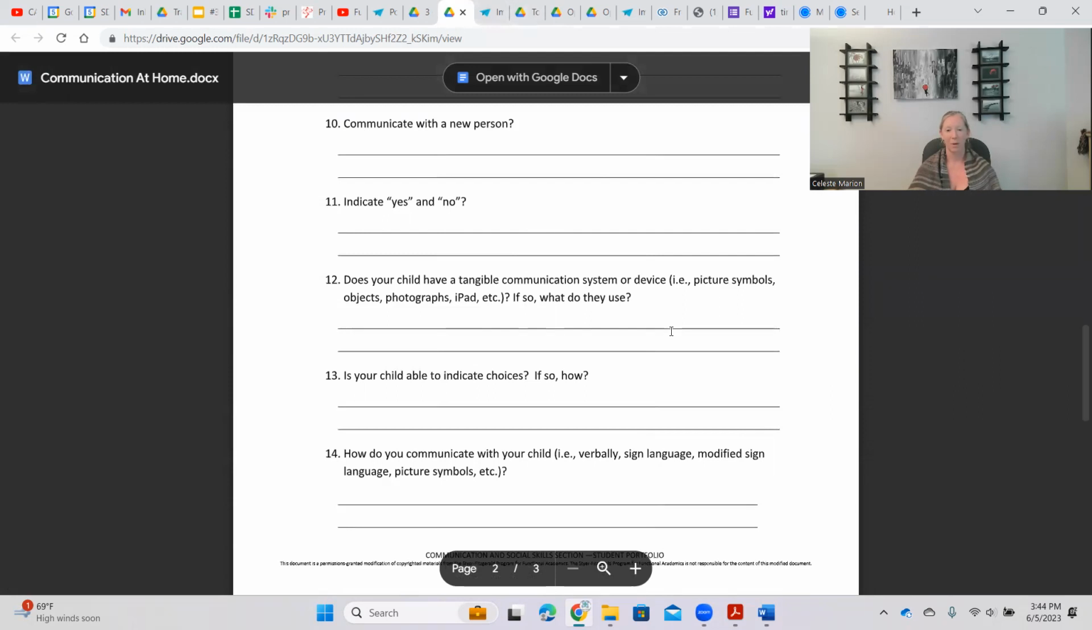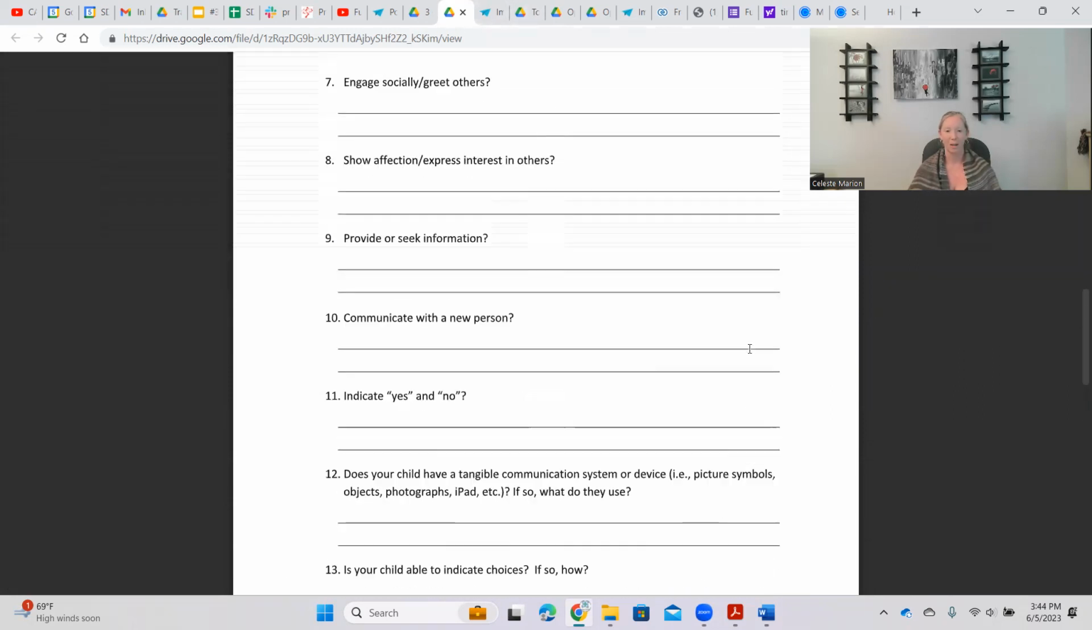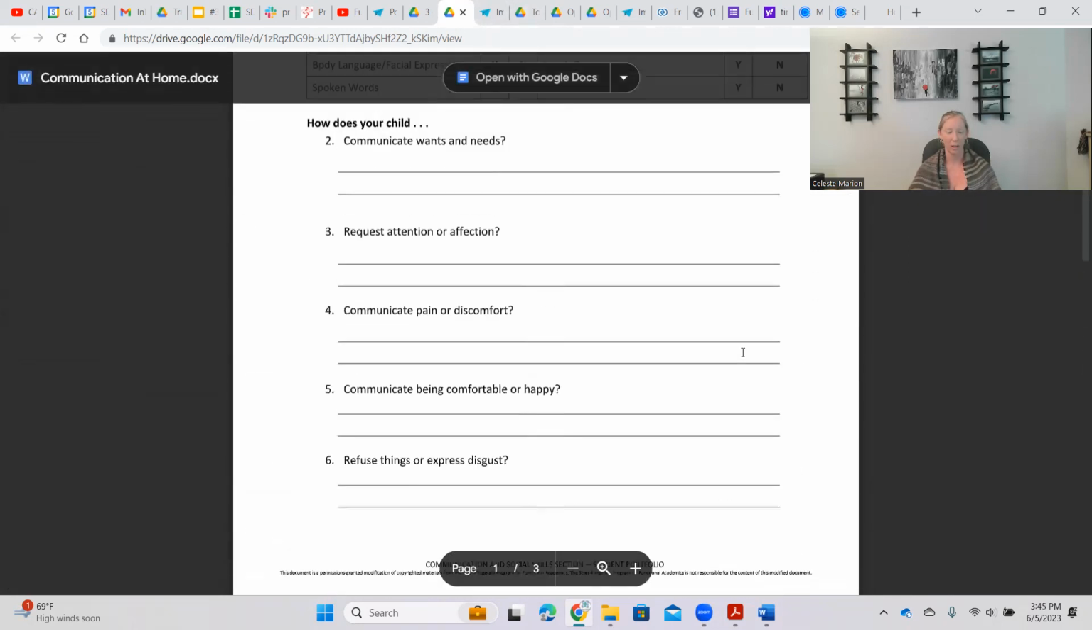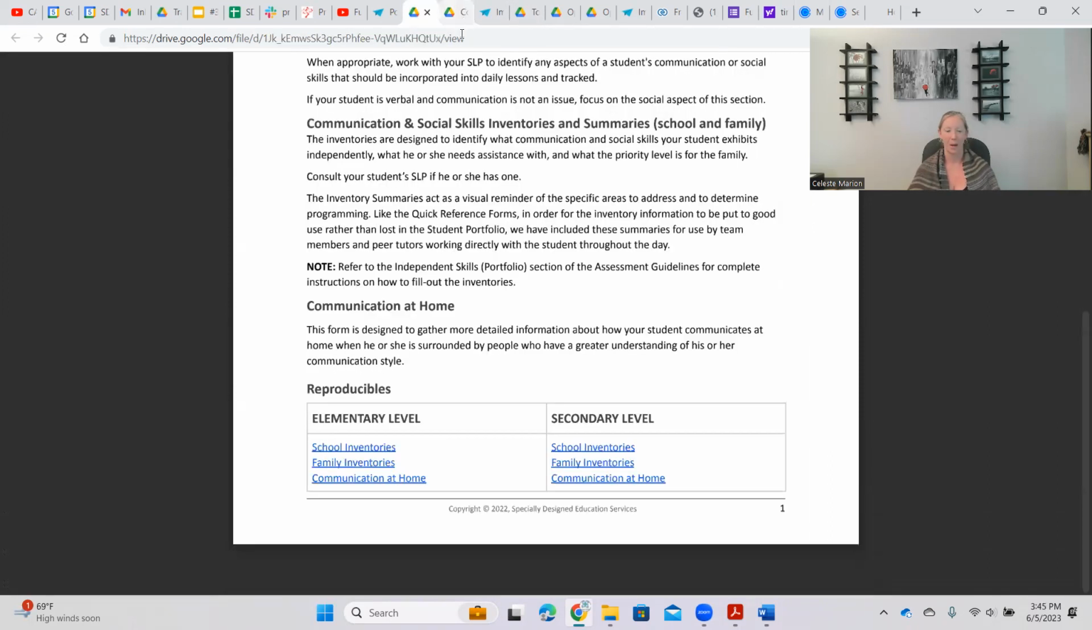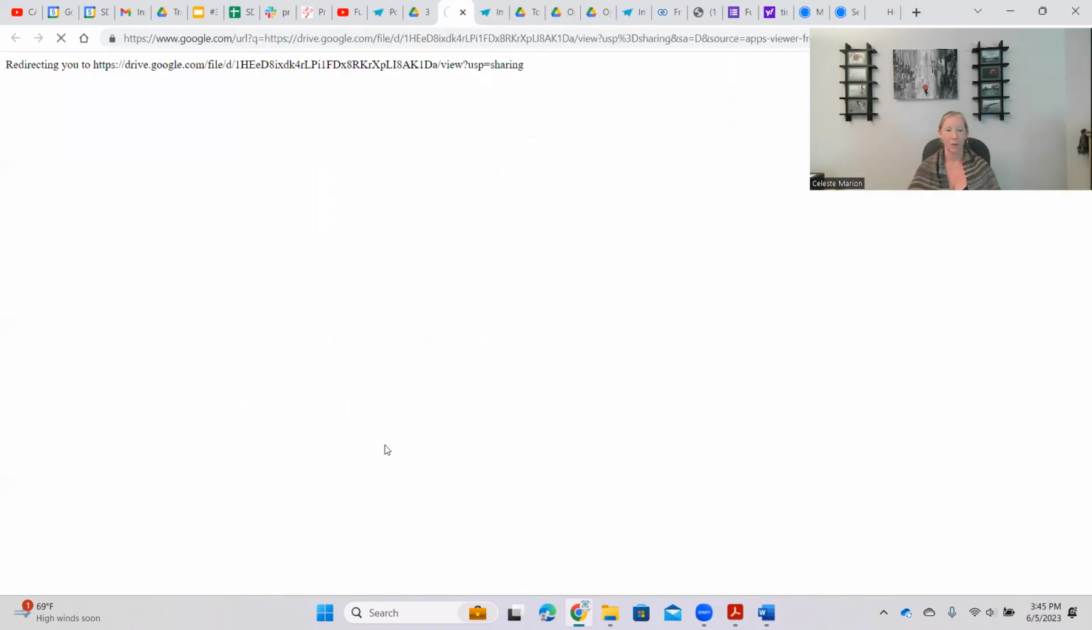Again, sometimes it can be a little bit overwhelming to send this form home and have them fill it out. Alternatively, it could be a quick phone call or an in-person meeting to discuss these things, and then you add your notes as you go along. Okay, here's what a school inventory would look like.